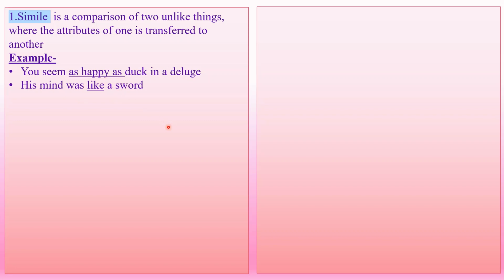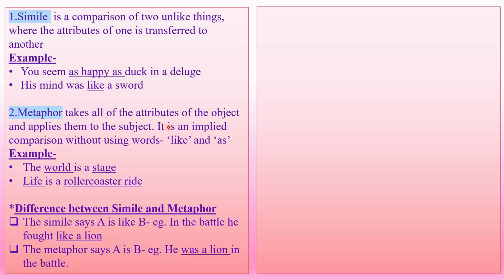The next figure of speech based on comparison is metaphor. Metaphor takes all the attributes of the object and applies them to the subject. It is an implied simile. It is an implied comparison without using words like and as. For example, the world is a stage. Life is a roller coaster ride. Here, metaphor makes abstract ideas such as life and the world clearer by associating them with concrete ideas such as stage and roller coaster ride. Life is a roller coaster ride means life is full of ups and downs.